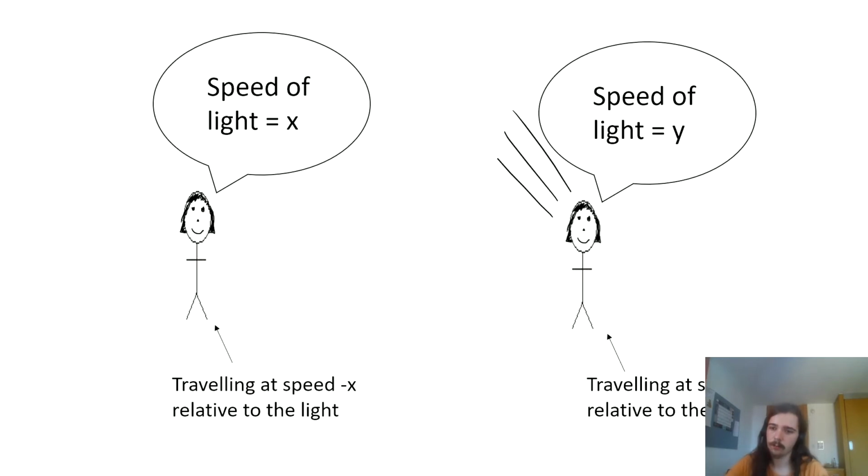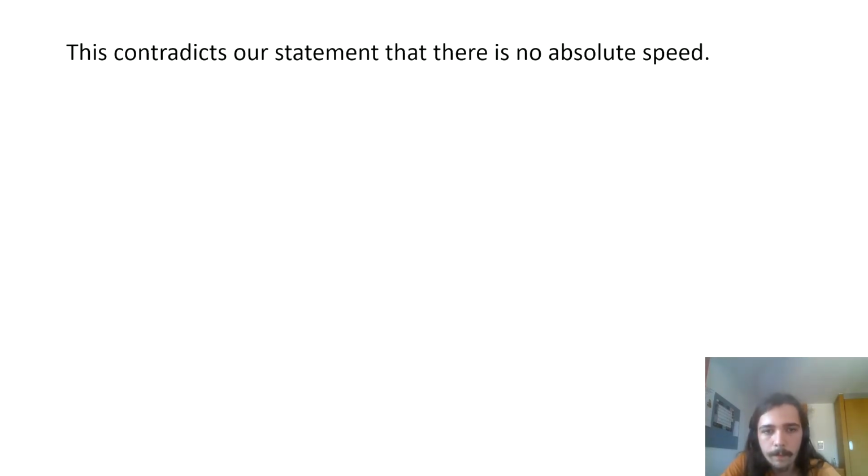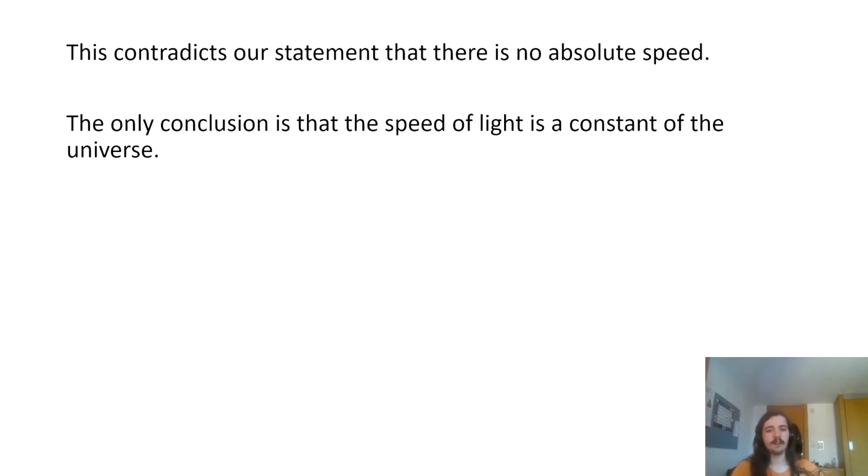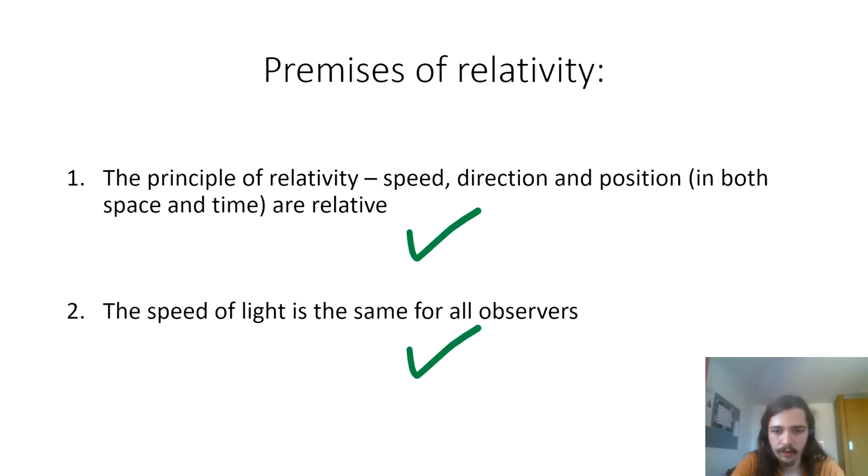And so this would contradict our assumption that there is no absolute velocity, because light would be something objective that everybody can agree on to measure speed relative to, and that doesn't appear to be the case. It doesn't appear that there is any absolute velocity, or absolute speed, I should say. This contradicts our statement that there is no absolute speed. And so the conclusion that we draw from this is that the speed of light is actually a constant of the universe. It's not something that depends on any individual's perspective. It's something that is a constant. And so this means that our second assumption is satisfied as well.